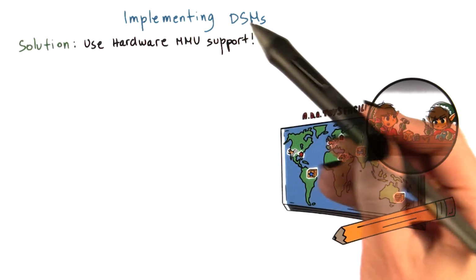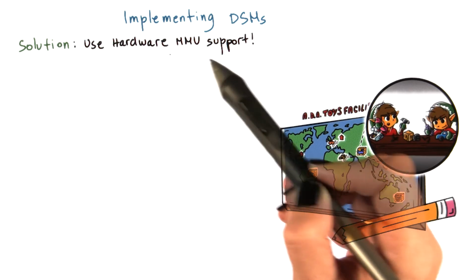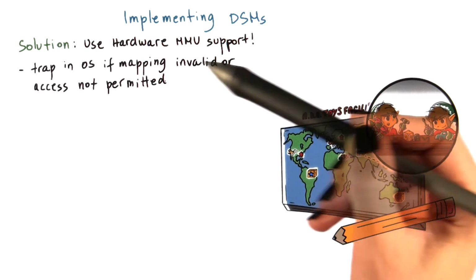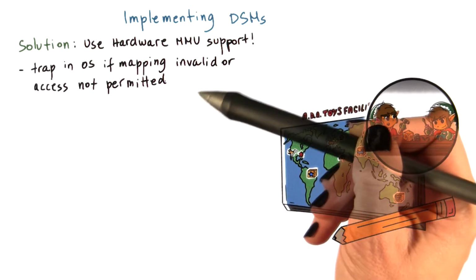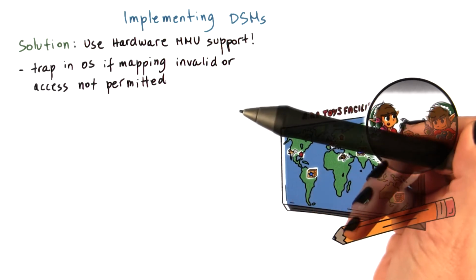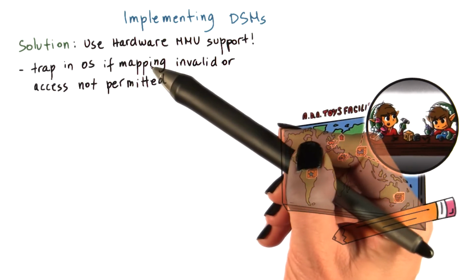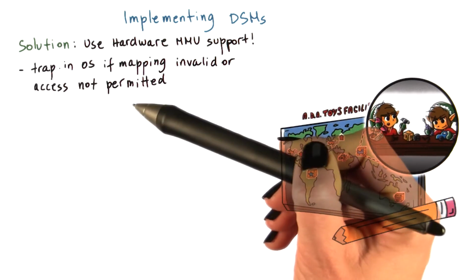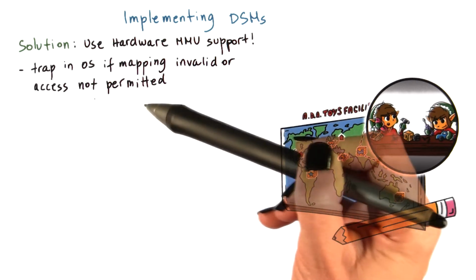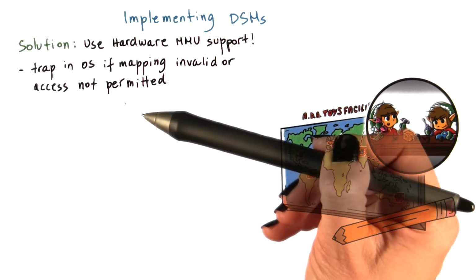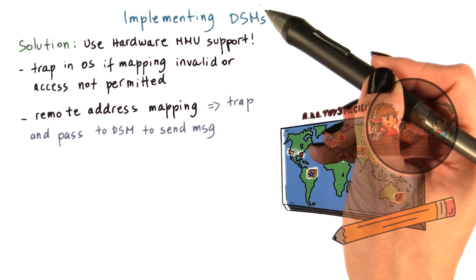To achieve this, a DSM implementation can leverage the hardware support that's available at the memory management unit level. As we explained earlier, if the hardware MMU doesn't find a valid mapping for a particular virtual address in the page table, it will trap into the operating system. And similarly, the hardware will also cause a trap if it's detected that there is an attempt to modify a page that has been protected for write operations, a write protected page. We can leverage this mechanism to implement a DSM system.